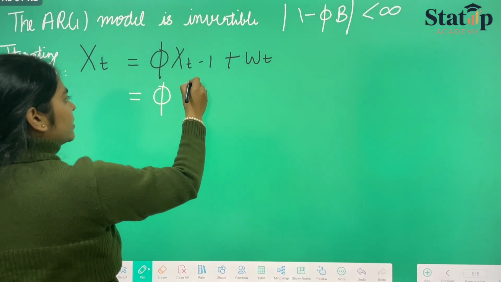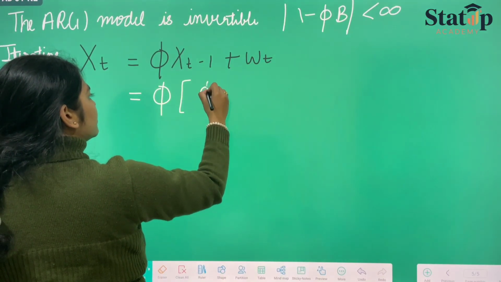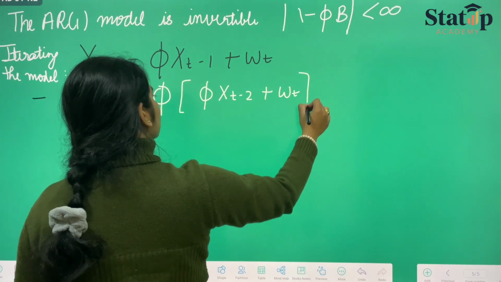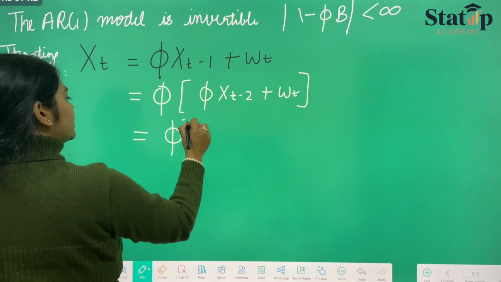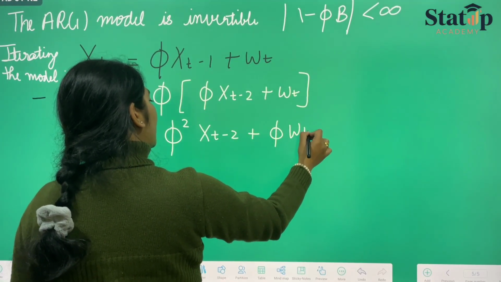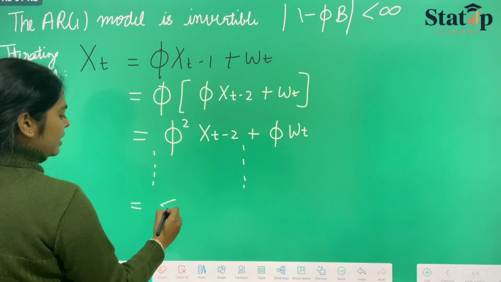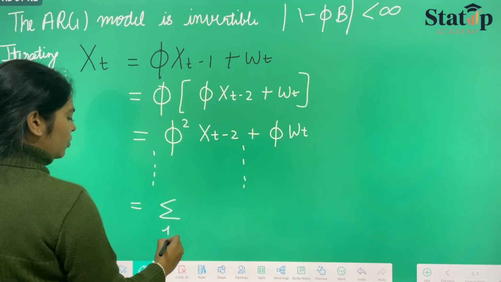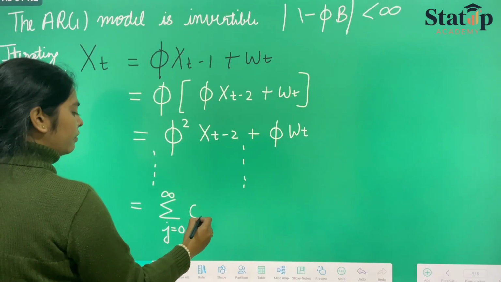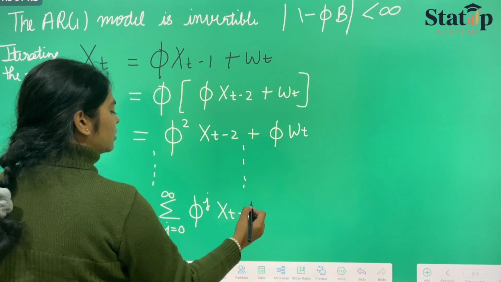If I take x_{t-1}, it can be written as phi x_{t-2} plus w_t. This can be written as phi squared x_{t-2} plus phi w_t, and so on. If we keep iterating like this, we'll get x_t as the summation over j from 0 to infinity of phi raised to the power j x_{t-j}.